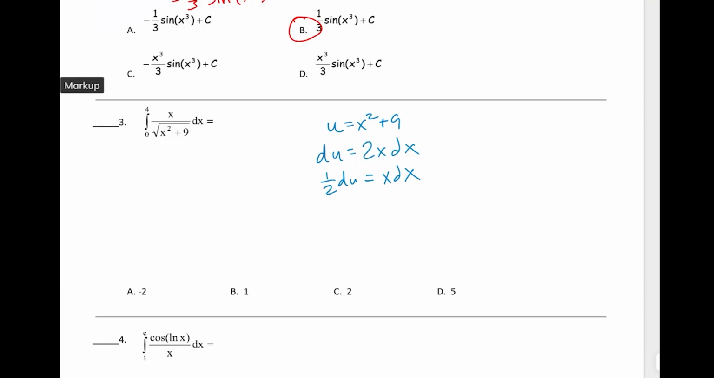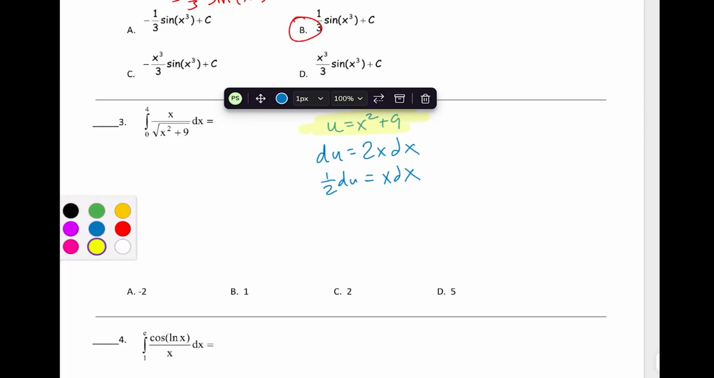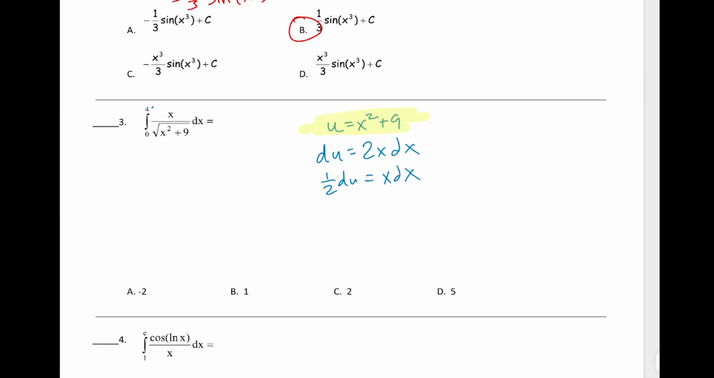So we're going to use this equation that u is x squared plus 9 to help us figure out what those new boundaries are going to be. So 4, that's an x value, we're going to convert that to u. 4 squared plus 9 is going to be 16 plus 9, which is 25. With the lower bound being 0, that's 0 squared plus 9, so that's just 9. So now we can go ahead and make all of our substitutions.